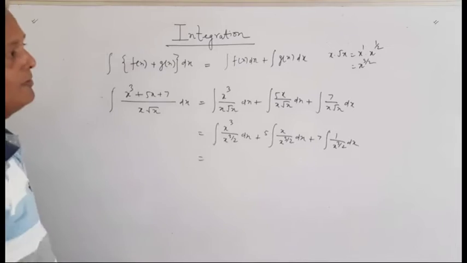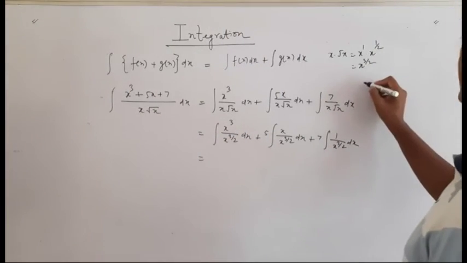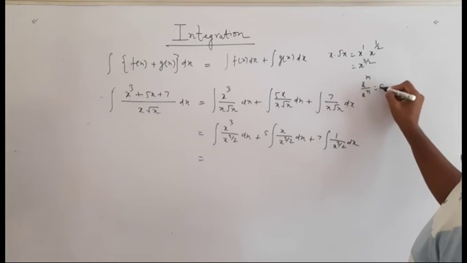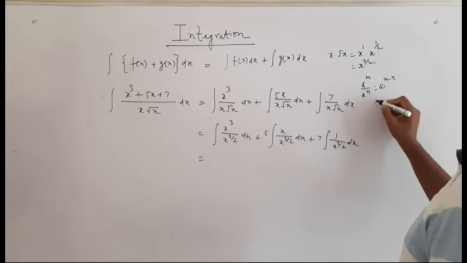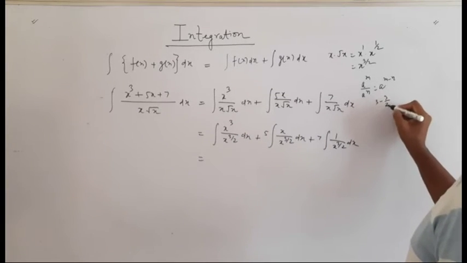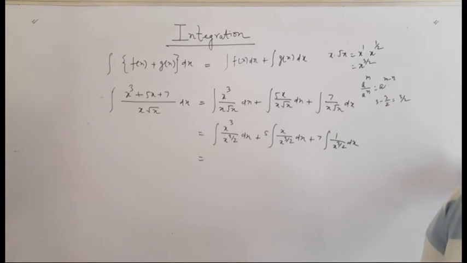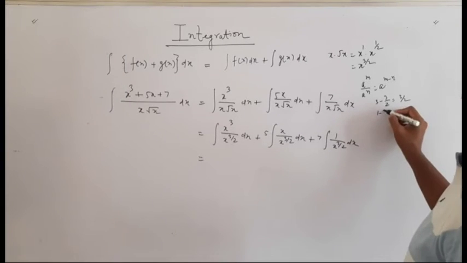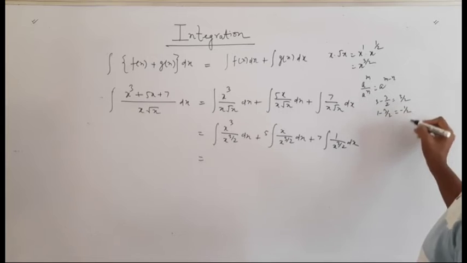Now this is in the form of a to the power m over a to the power n. Those who have studied indices know that a to the power m over a to the power n is a to the power m minus n. So 3 minus 3 by 2 is 3 by 2. Same way here it is 1 minus 3 by 2, that is minus 1 by 2.